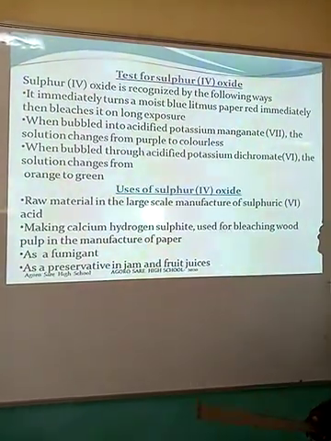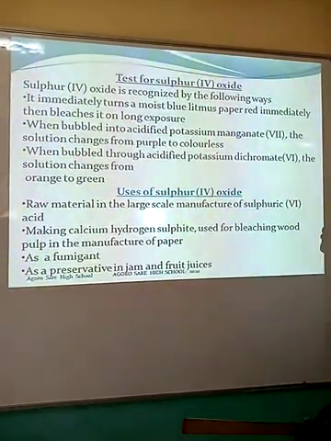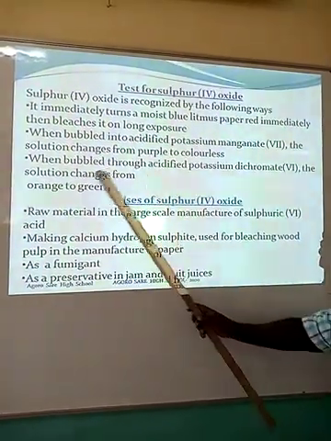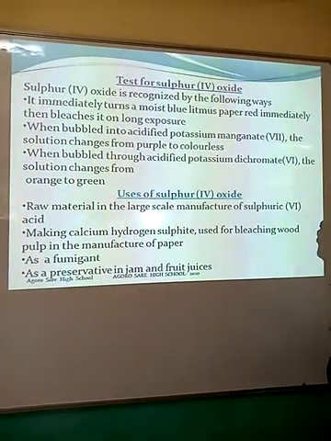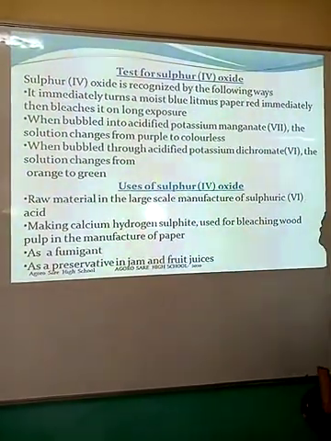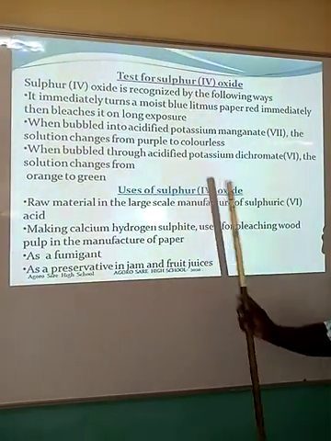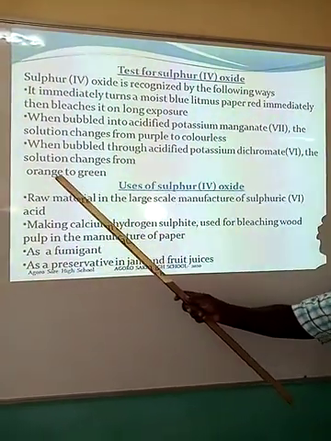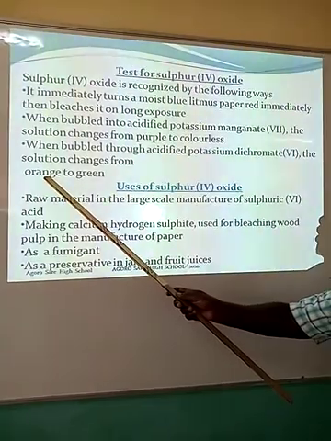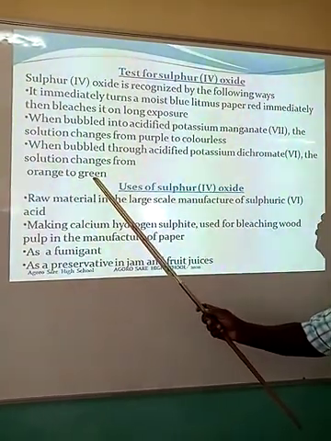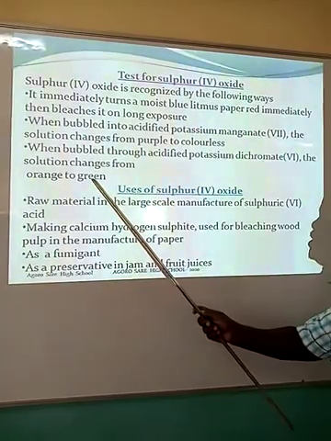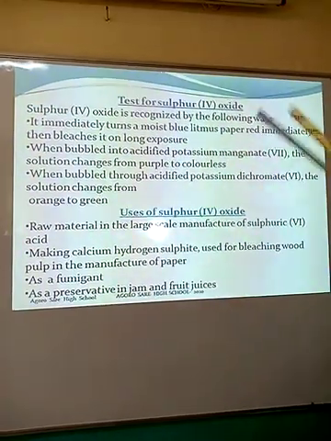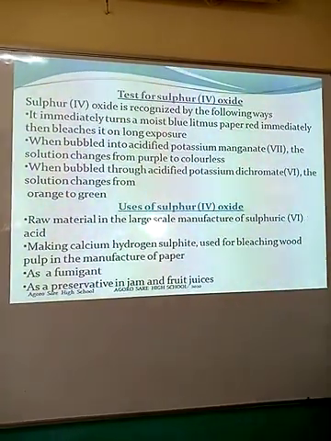The one that is now universally accepted to be used as a test for sulfur 4 oxide is potassium dichromate 6. Indeed, the moment you bubble sulfur 4 oxide through acidified potassium dichromate 6, it has to be acidified, the color changes from orange to green. The essence is the chromium 6 ions, which are orange, turn to chromium 3 ions, which are green in color. And that is how we test. Any of these can be used to test the presence of sulfur 4 oxide.